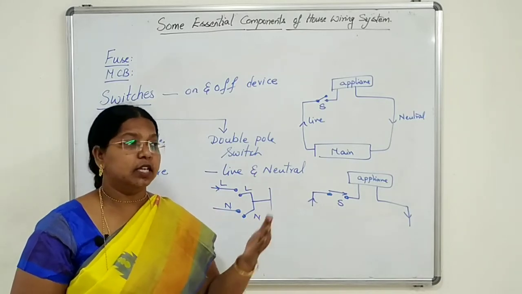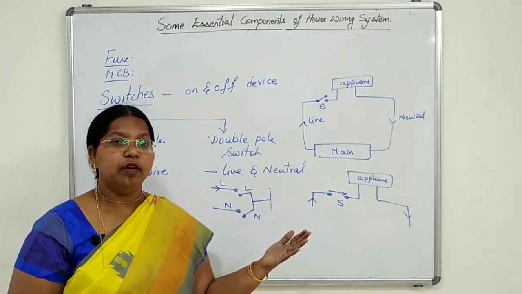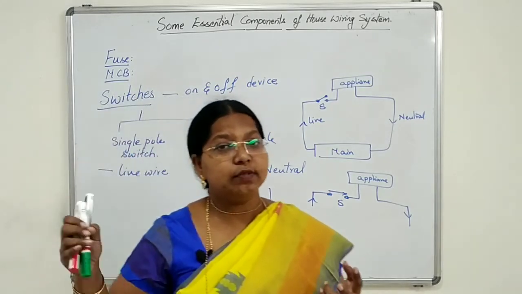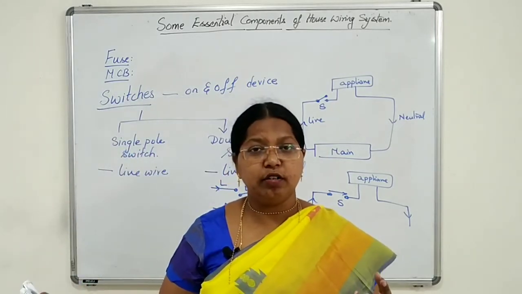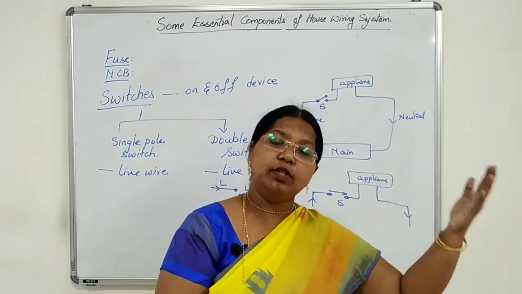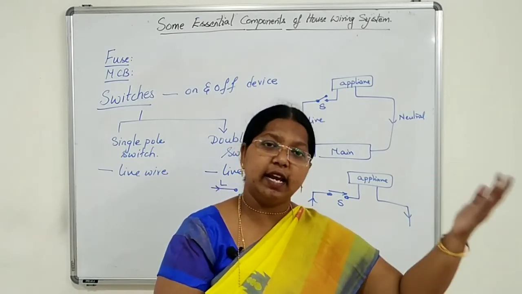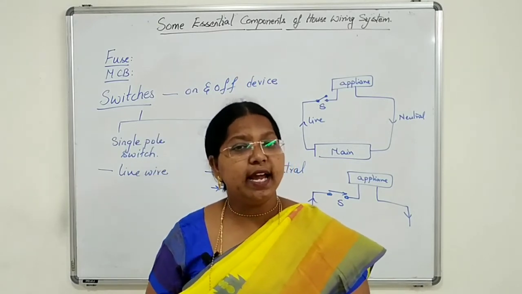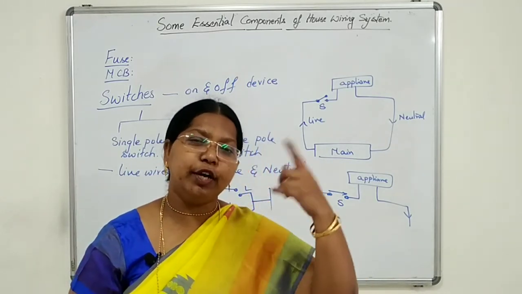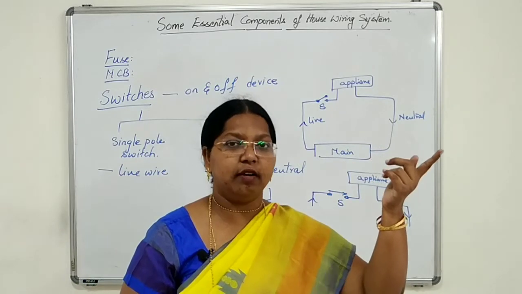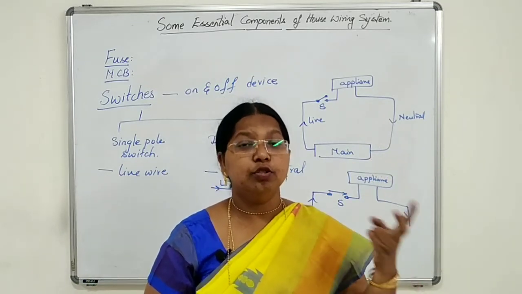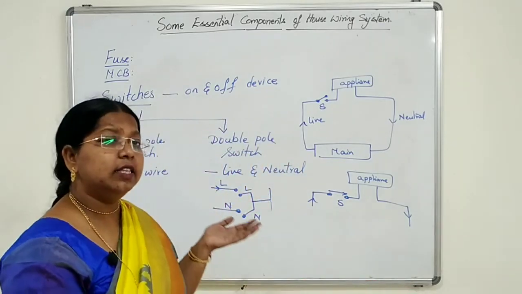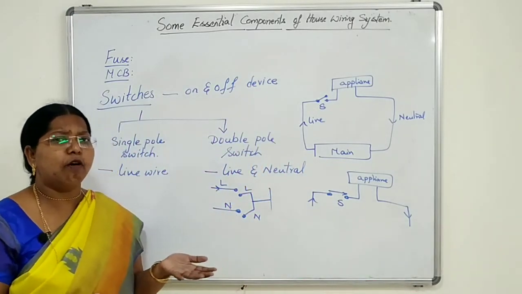Even dual switches in long corridors will have two switches in one circuit. So we will switch it on at one end of the corridor, and after going to the other end, we will switch off the lights there. Even in apartments, we will switch on the lights on the ground floor, and after going to the top floor, we can switch it off there by using another switch, dual switches. Okay?